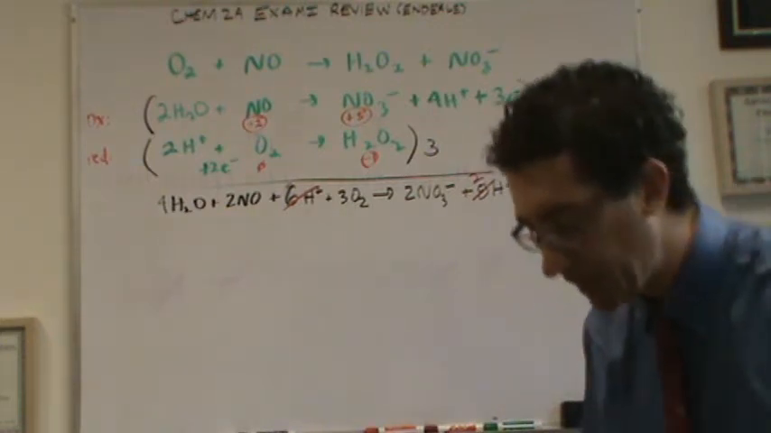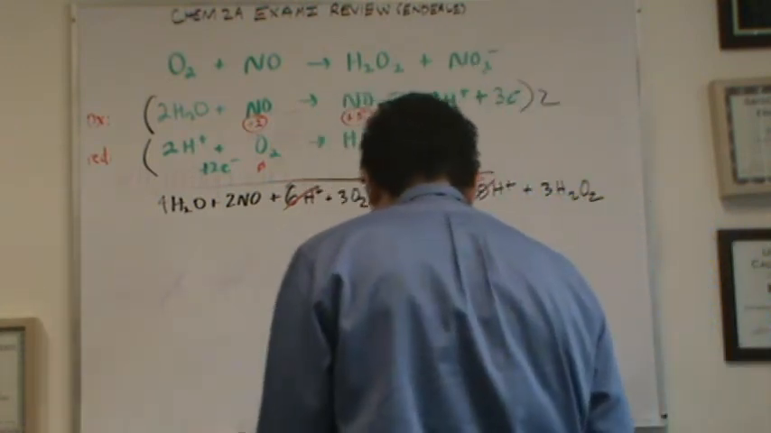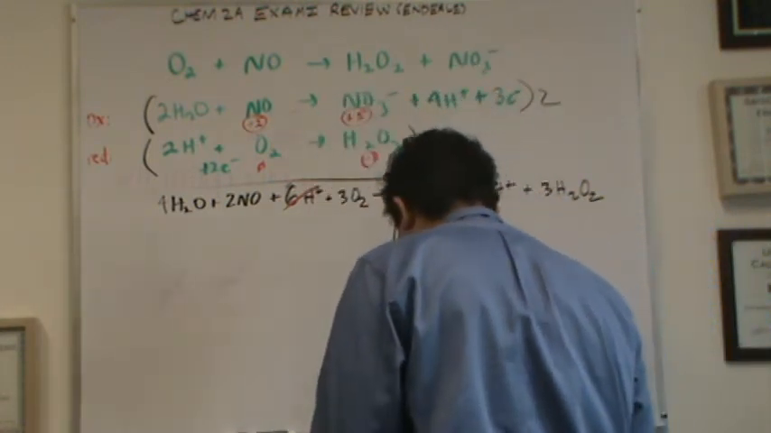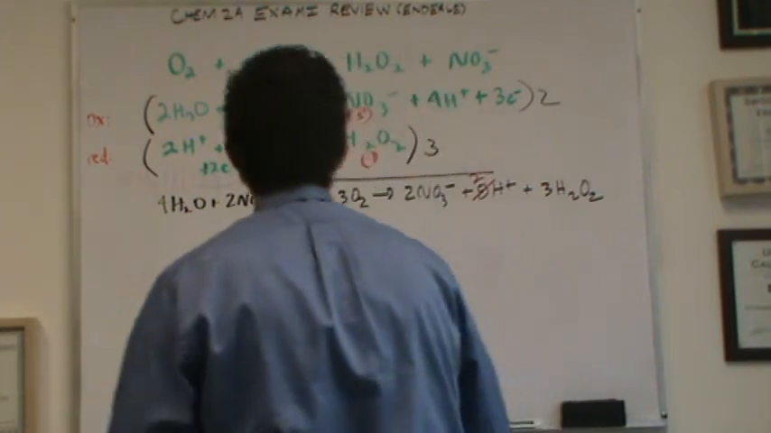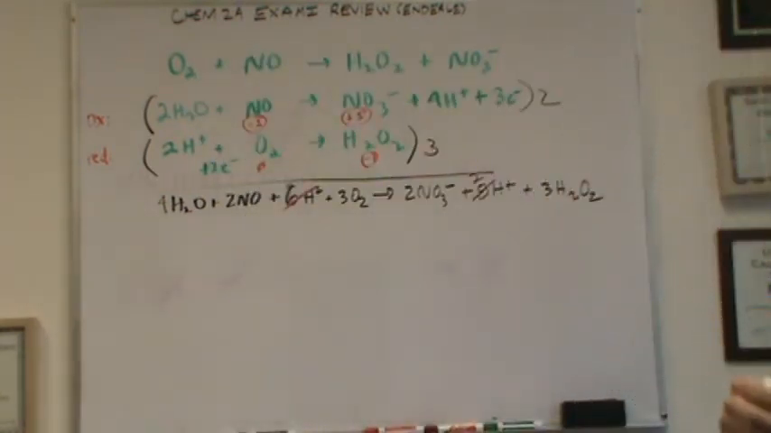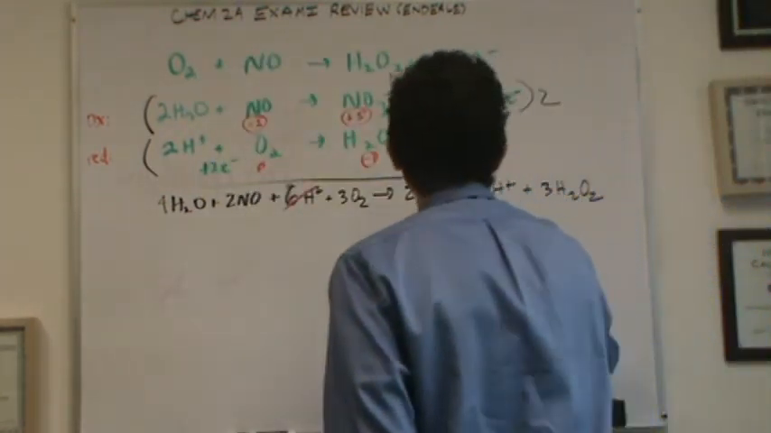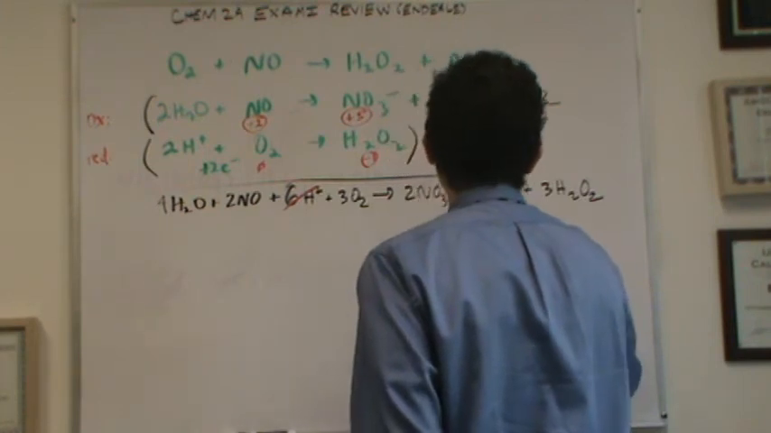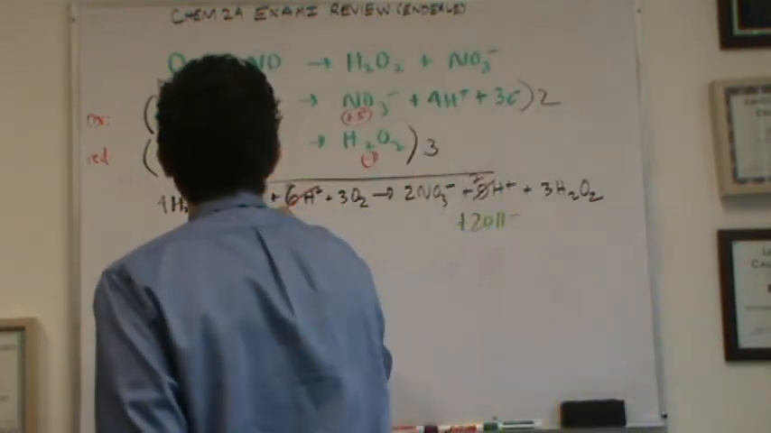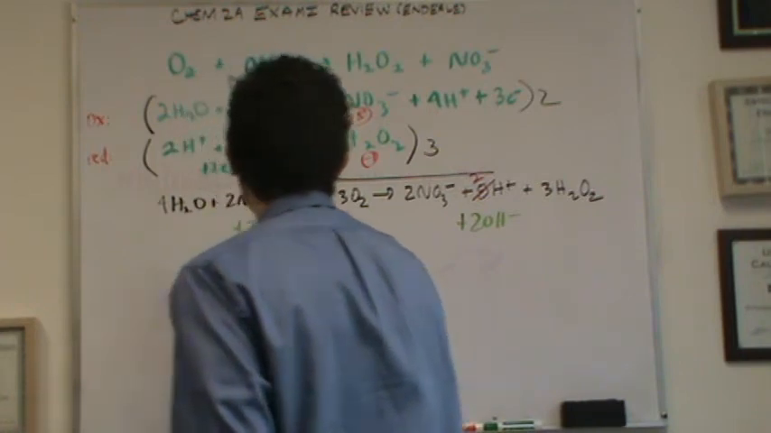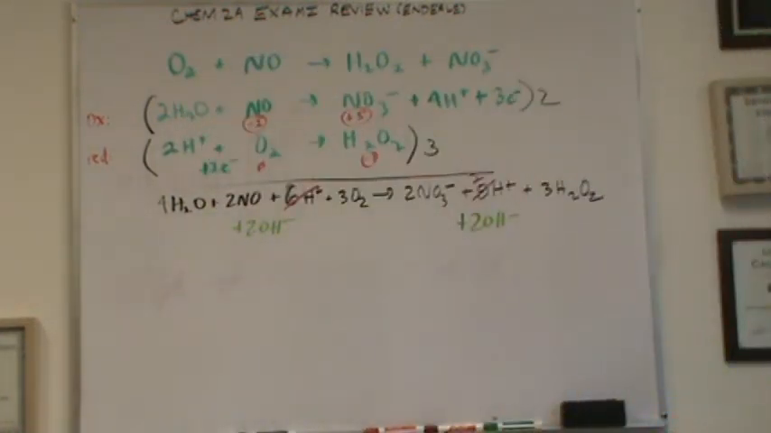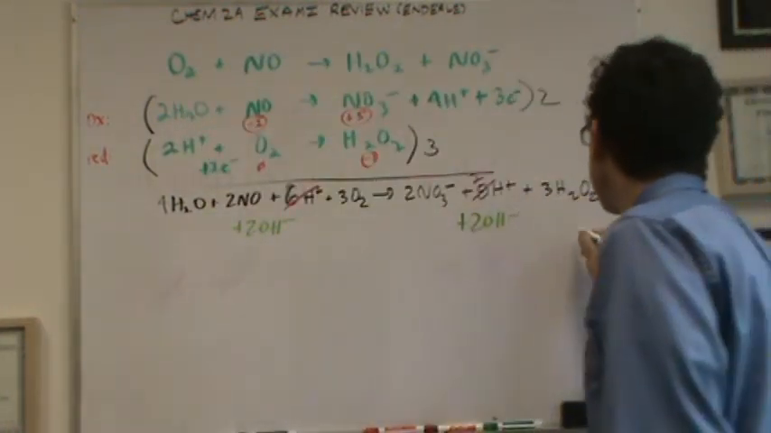Now I want to do one more step. Let's pretend they asked us for a basic solution. If you wanted to do this in basic solution, you find the H pluses, and there's 2 here on the right, and you add 2 hydroxides to each side. Remember to add them to each side. So you add 2 to each side because there's 2 H pluses.